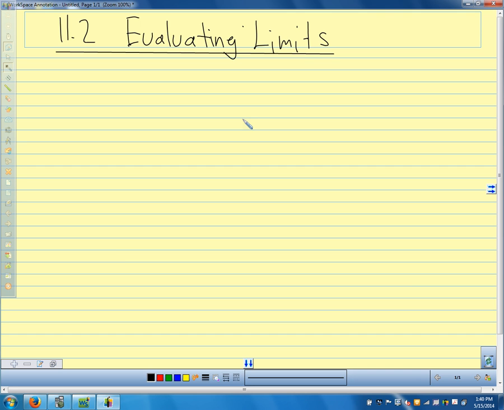So, a couple of things. One is, all the limits that we're talking about today, x is approaching a number. Tomorrow we'll talk about what we do when x is approaching infinity, positive or negative infinity. We'll work on that separately. So for today, x is approaching a specific number.